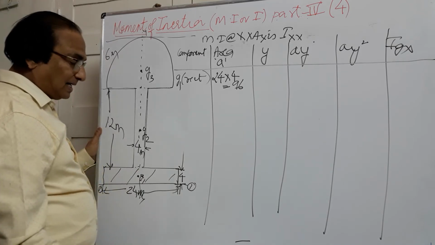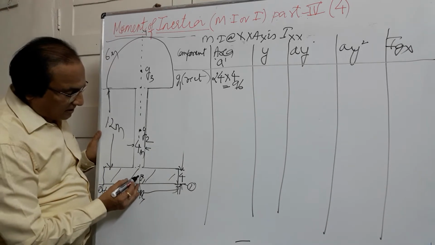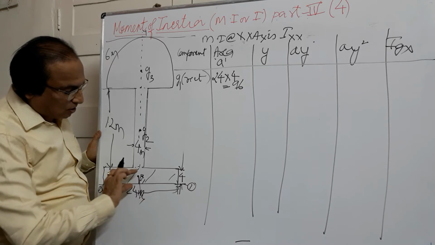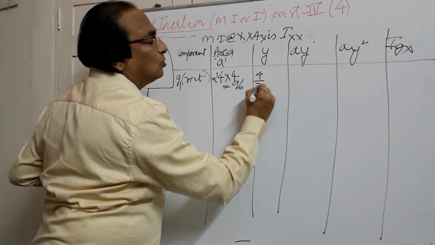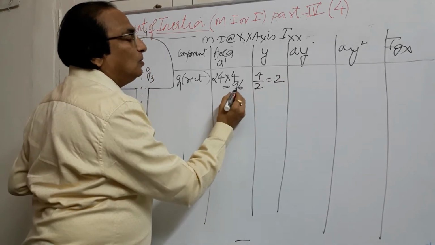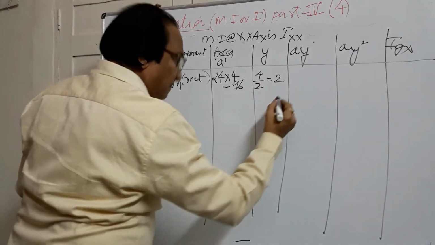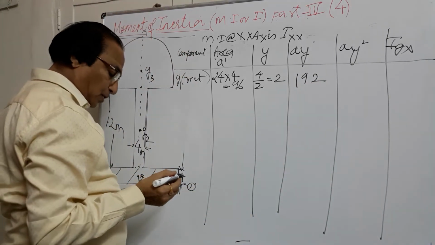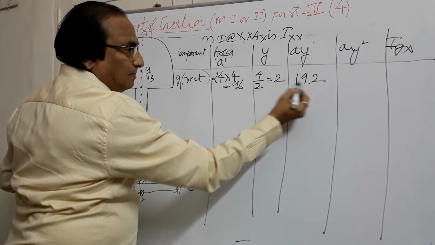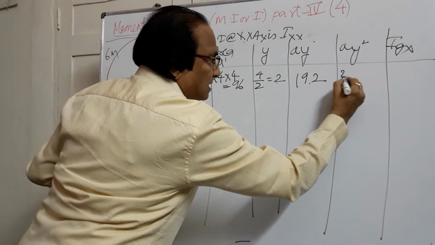Now for the rectangle, we know the distance of the center from 1-1. The total is 4, half of that will be 2. So this will be 4 by 2 is equal to 2. You know A, you know Y. If you multiply them, you get 192 as the product. Once again, if I multiply it by Y, we get the value as 384.